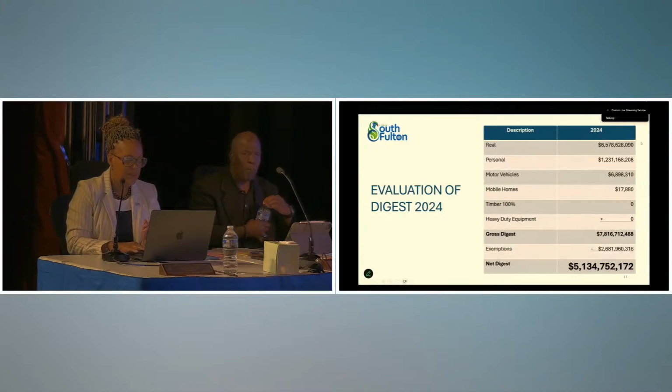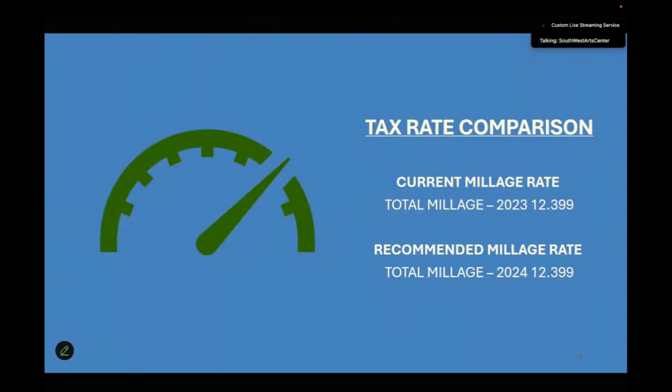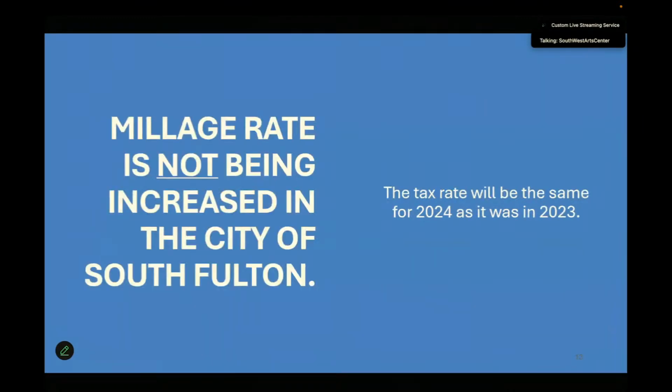Next slide, please. So our current millage rate is 12.39. You'll recall that we did a reduction last year. This year, it is staff's recommendation that we leave the millage rate at the same rate of 12.39. Next, please. And next slide.